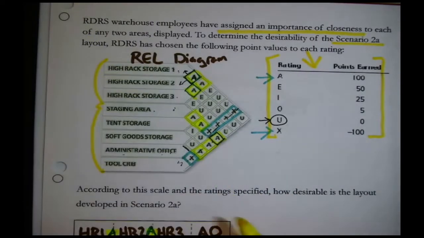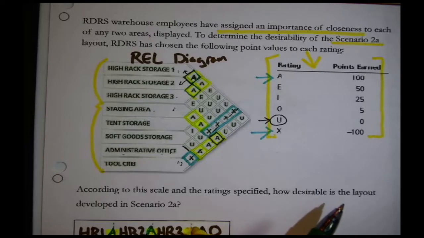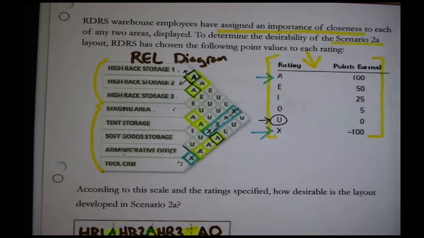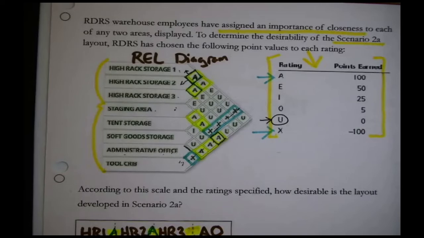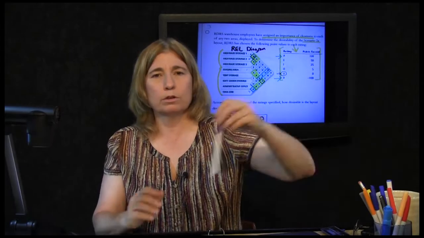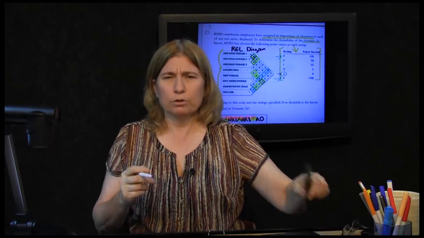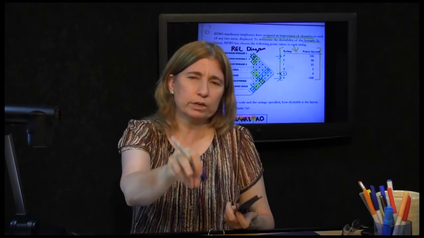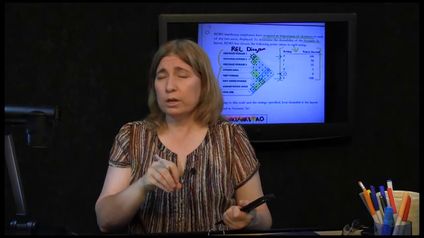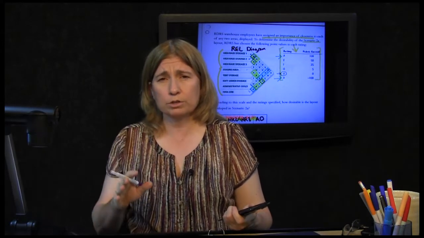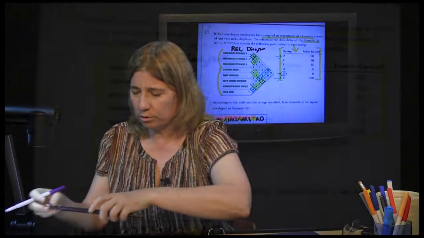Now, we have another neighbor relationship here. The 3rd high rack storage area is next to the administrative office, and so I need to find out what that letter grade is. Oh, here's a tip. When reading one of these REL diagrams, especially if it's large because there were lots of departments to start with, you have a pair and you're just trying to retrieve one of the grades. Between the high rack storage area 3 and the administrative office, what exactly was the rating?